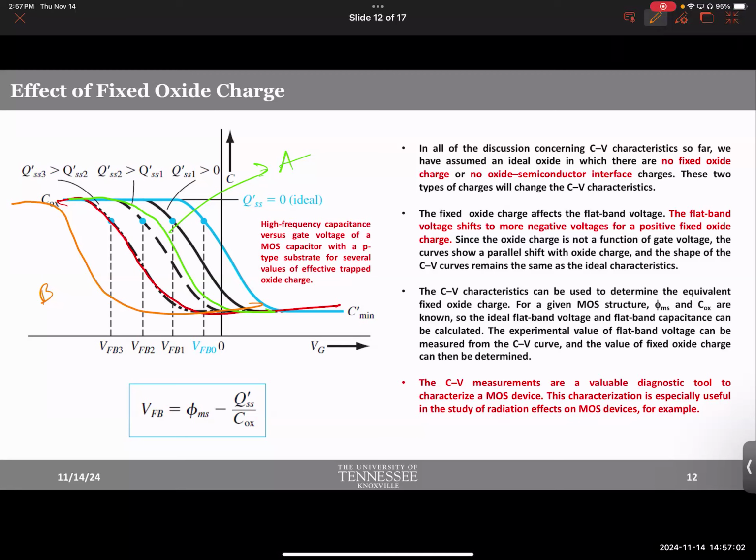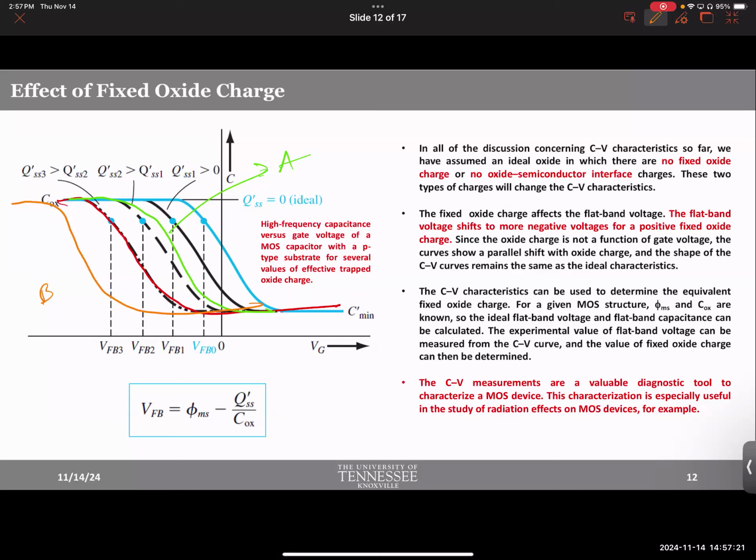A. Why? It's close with the ideal, meaning you have less trap charges. I mean, are you making a MOSFET to have random trap charges everywhere? No. If you have more trap charges, that represents your process is not that good. You have broken bonds everywhere.